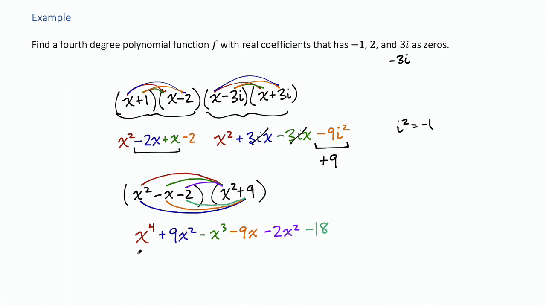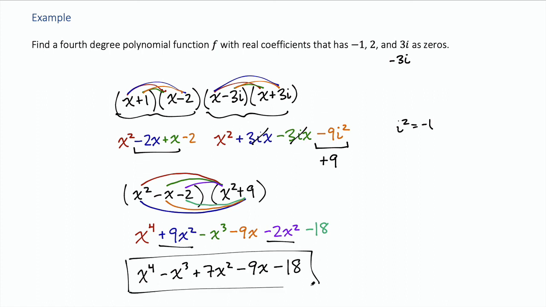So now we can combine some like terms. We've got our x to the 4th, our x cubed minus x cubed, and then 9x squared minus 2x squared is plus 7x squared. And then we've got our minus 9x and our minus 18. So now we have a polynomial, and it has the given zeros, and it is of degree 4.